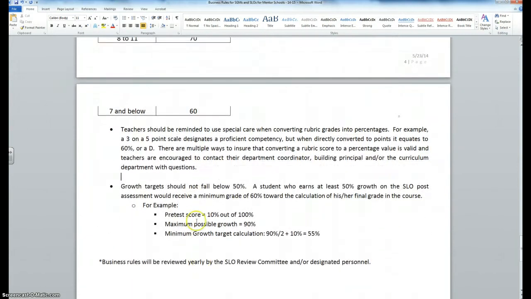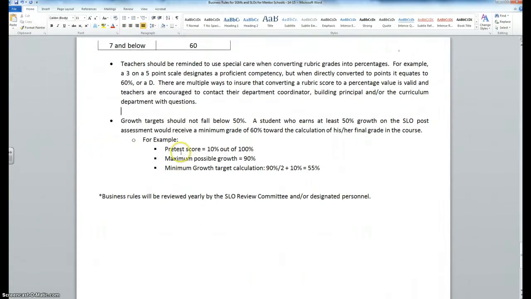Couple other things to keep in mind here. Remember to be very careful when you are converting rubric grades into percentages. You cannot do just a straight conversion using a fraction, saying that someone who got a 3 on a 5-point scale is going to get a 60% or a D. Oftentimes the score of a 3 on a 5-point scale is more along the lines of a C and not a D. So be very careful when you're converting rubric scores into percentages.